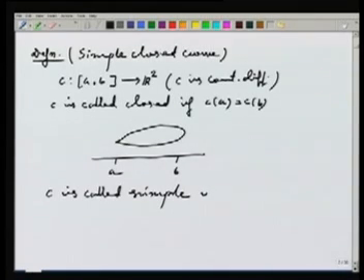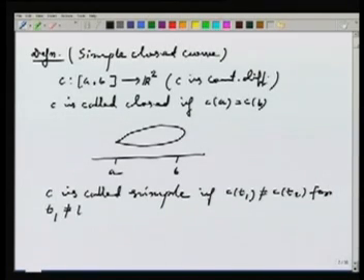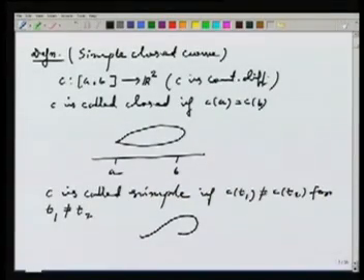That is, if C(t1) is not equal to C(t2) for t1 not equal to t2. That is, given two different parameters t1 and t2, C(t1) is not the same as C(t2). That means if I look at a curve of this kind, suppose this is my curve, then this curve is not a simple curve. Why?